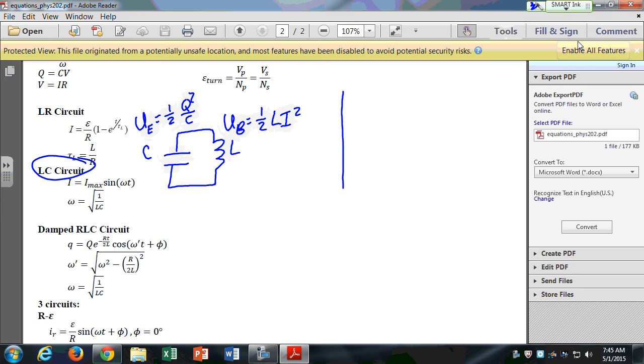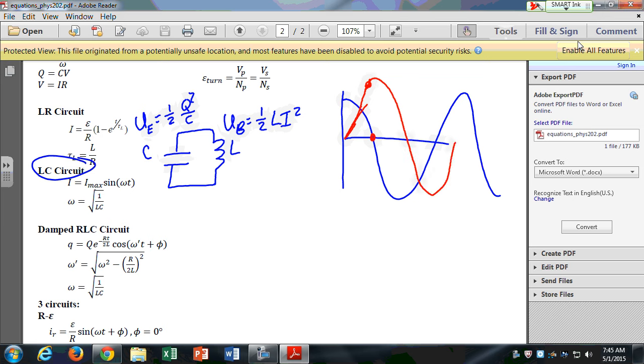So if I were to plot out the energy, that would be UB, for example, and this is when this is 0, this will be at its max.